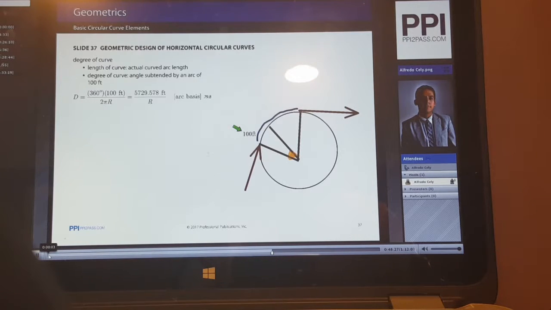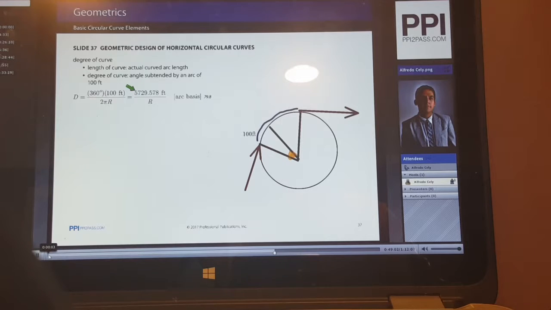But anyway, the formula to find the degree of curvature is shown here as equation 79.8 of the CERM. And it's simply 360 degrees times 100 feet divided by 2 pi r. Now, you don't need to remember the entire equation. All you need to know is that your degree of curvature is 5729.6 over r. A lot of people use just 5730 over r. And that will be your degree of curvature.